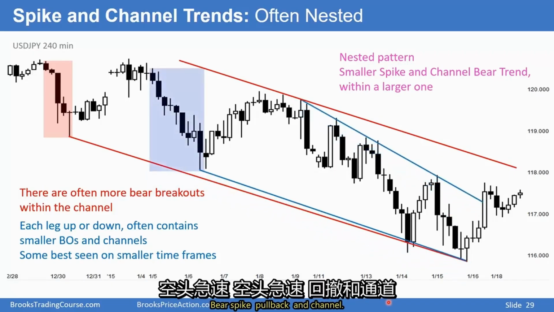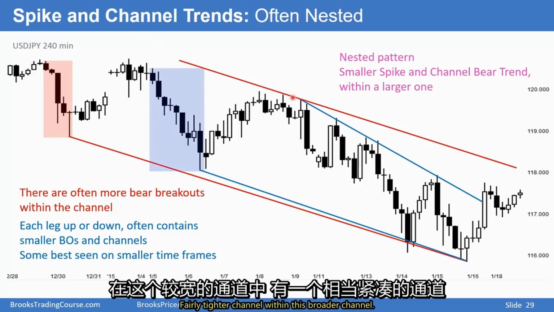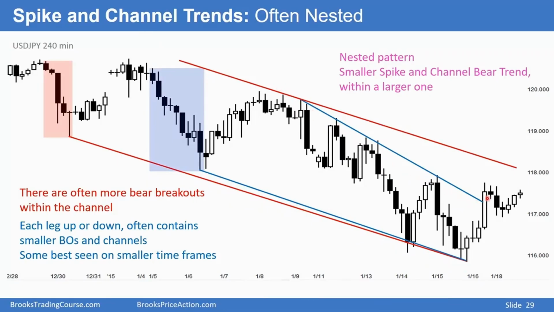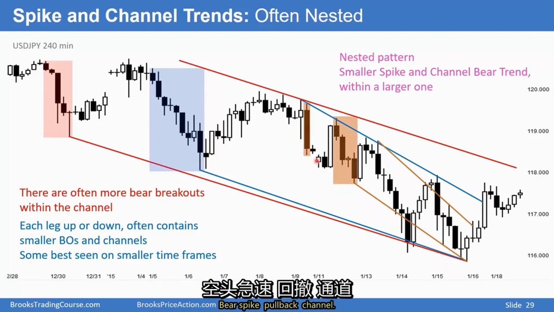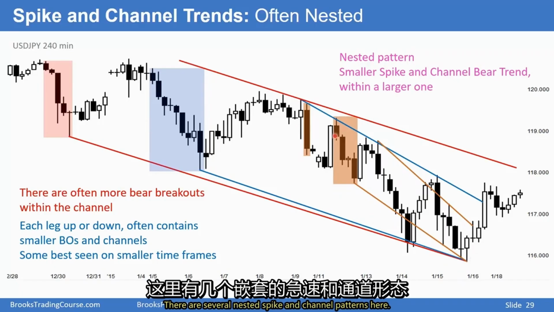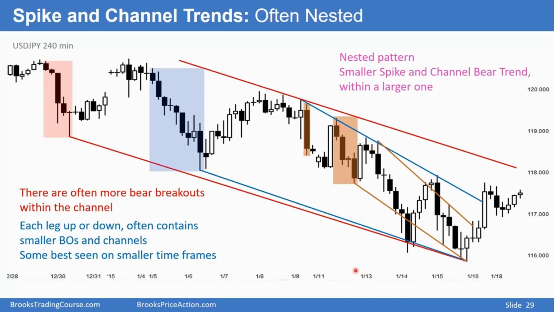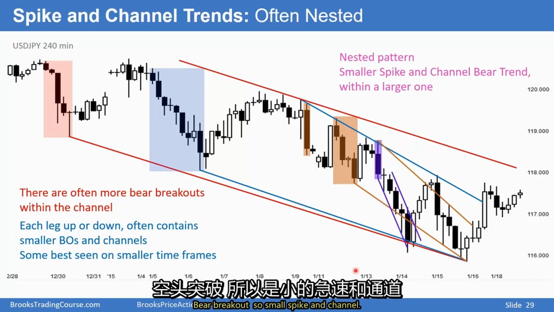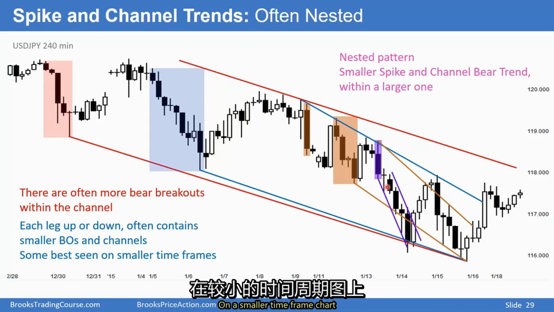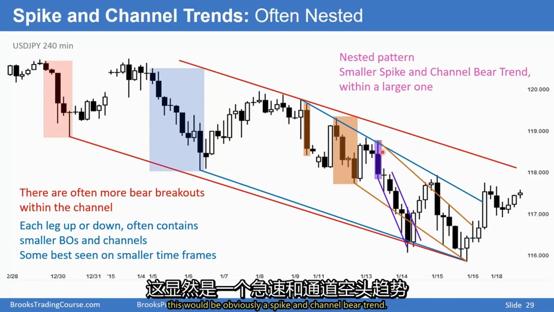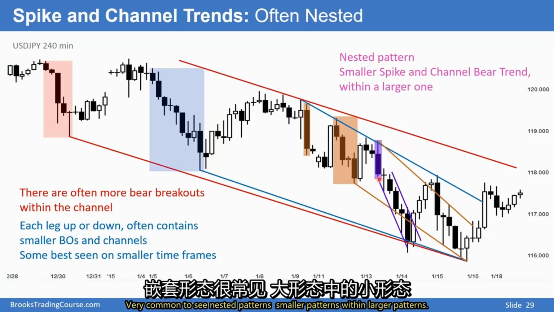Bear spike, pullback, and channel. Fairly tighter channel within this broader channel. Bear spike, pullback, channel. There are several nested spike and channel patterns here. Bear breakout, so small spike and channel. On a smaller time frame chart, this would be obviously a spike and channel bear trend.